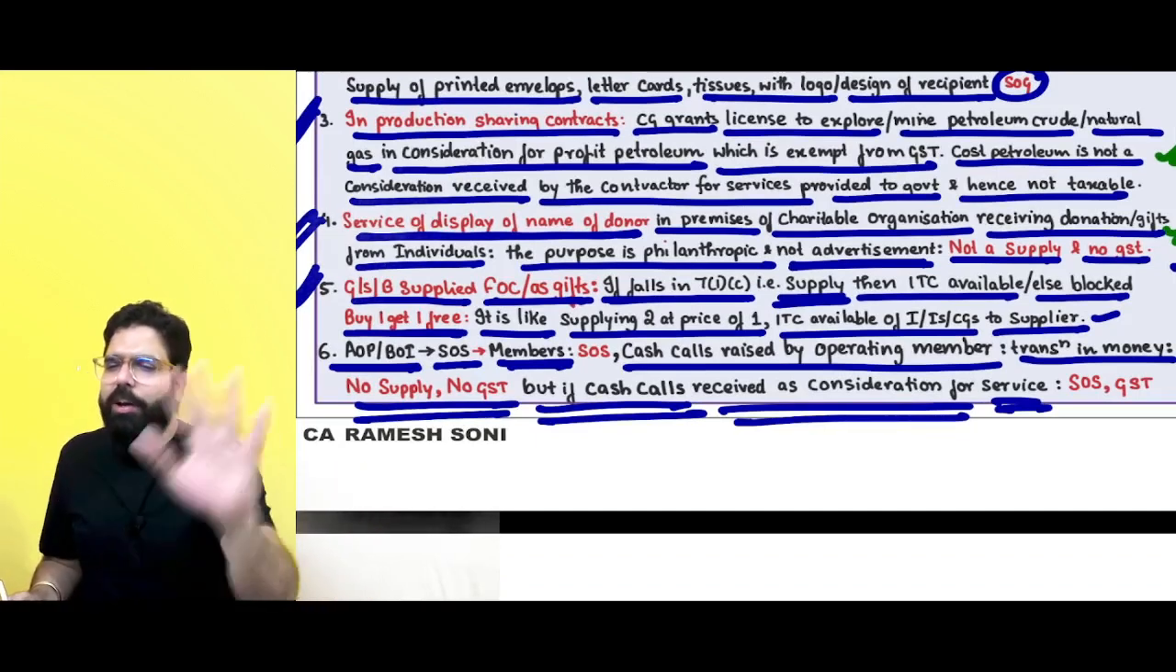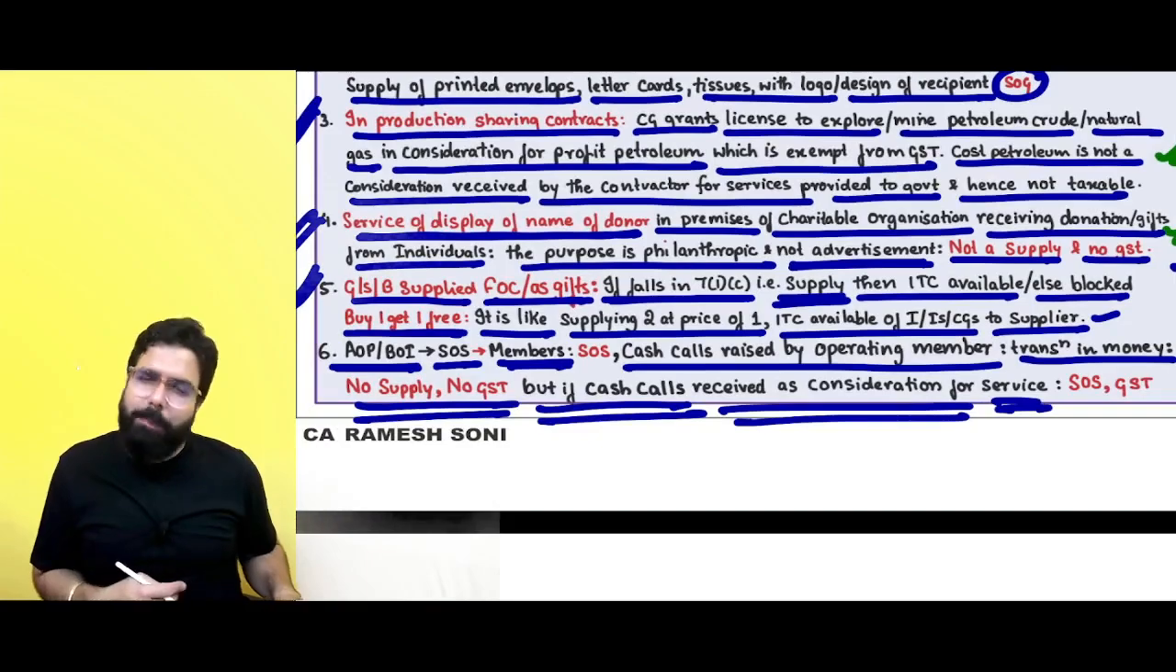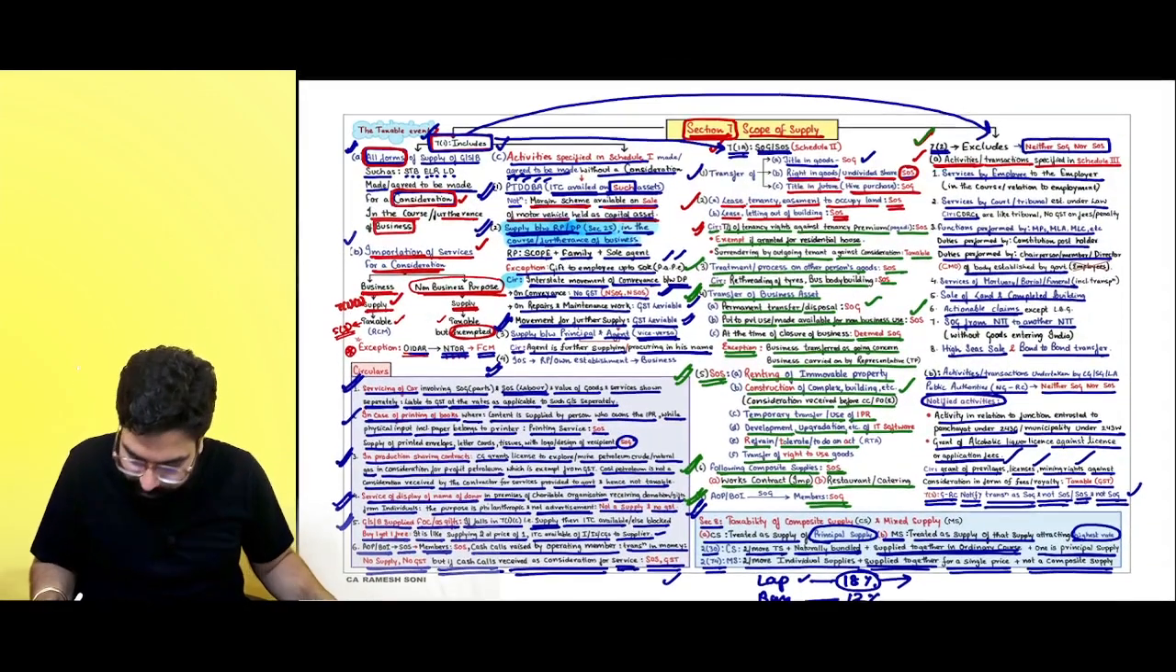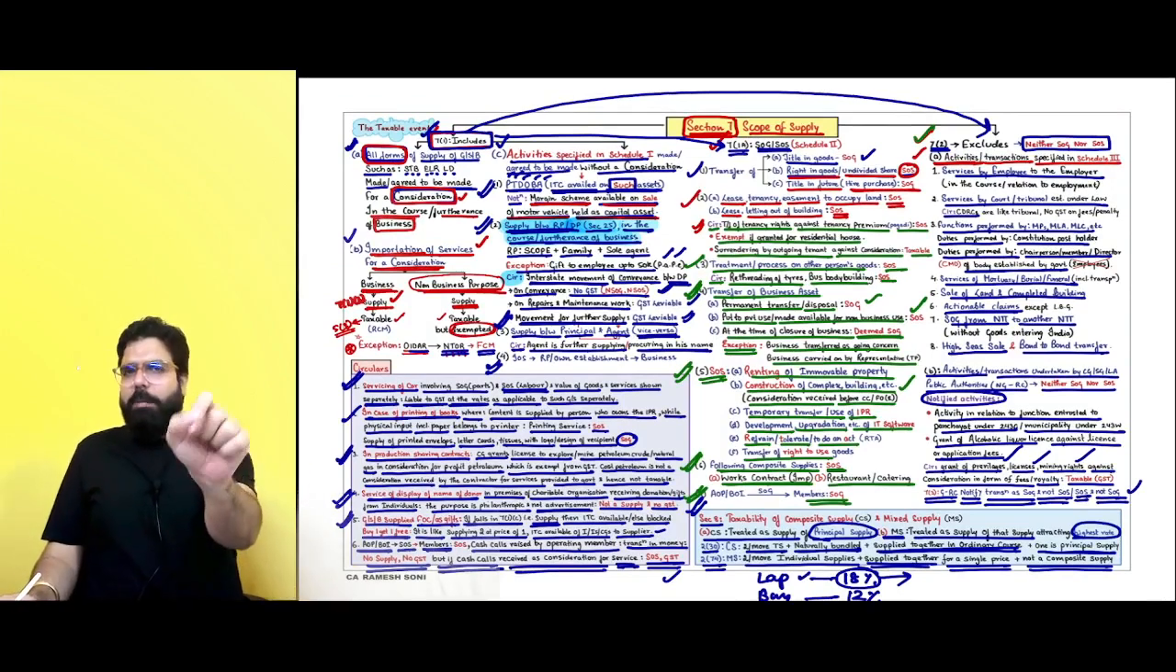Capital contribution, no GST. Sir, supply of service, simple, GST shall come. Yes, sir, the point is clear. Here we are done with your chapter of supply.